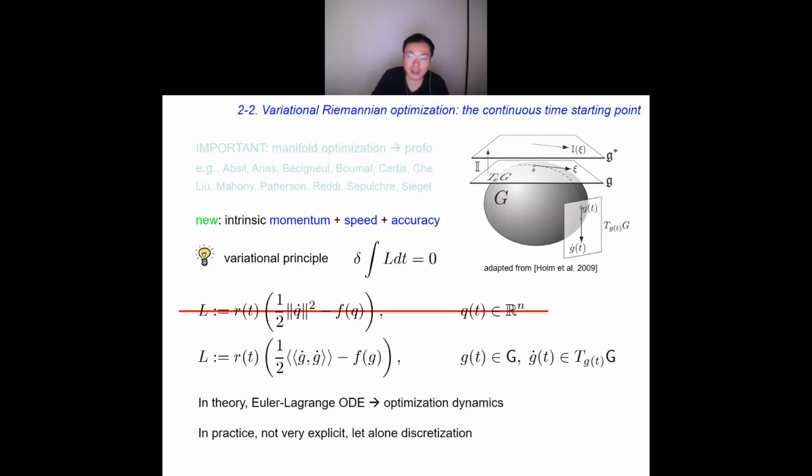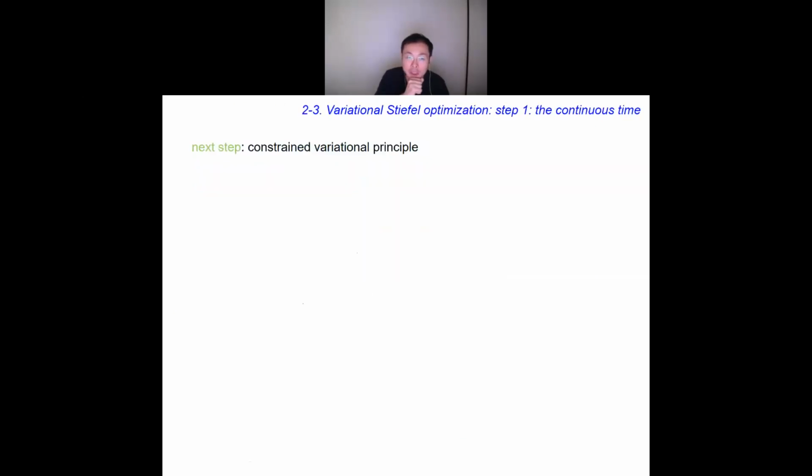In practice, this will be very implicit. So the expressions you get may not be very explicit. And later on, you have to discretize the time. It's going to be a nightmare. So what we do is we actually use a constraint variational principle.